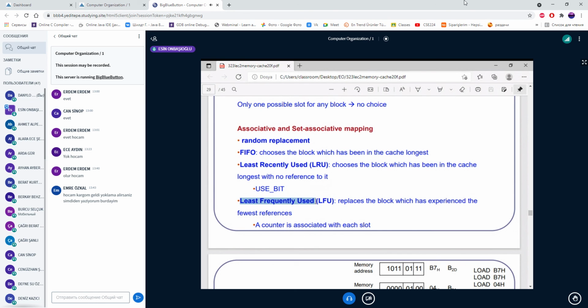When we come to least frequently used, for each line, I need to keep a counter. The counter will count how many times I have accessed that line. And when I have to replace it, I compare the counters. The one that has the lowest counter will be replaced. So the one with the highest counter will have the most frequently used one. So replace the one that has the lowest counter. So that's the counter associated with it.